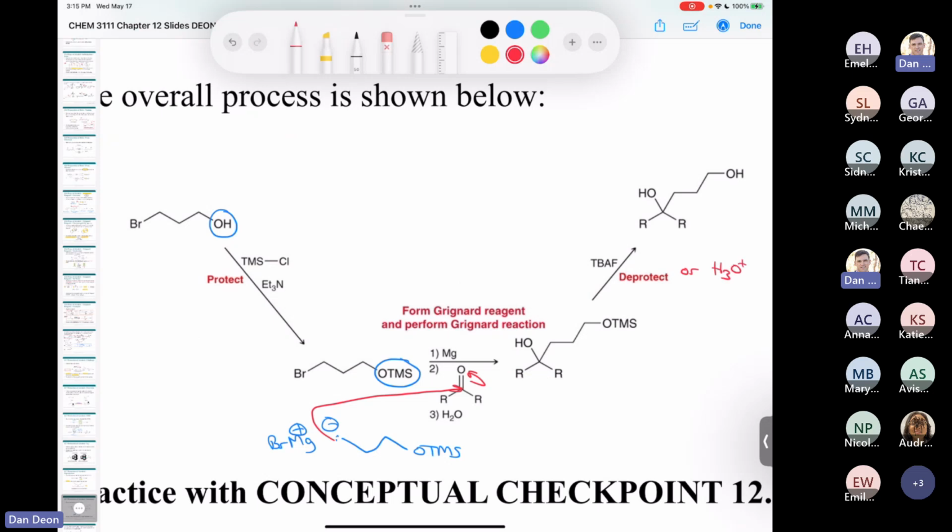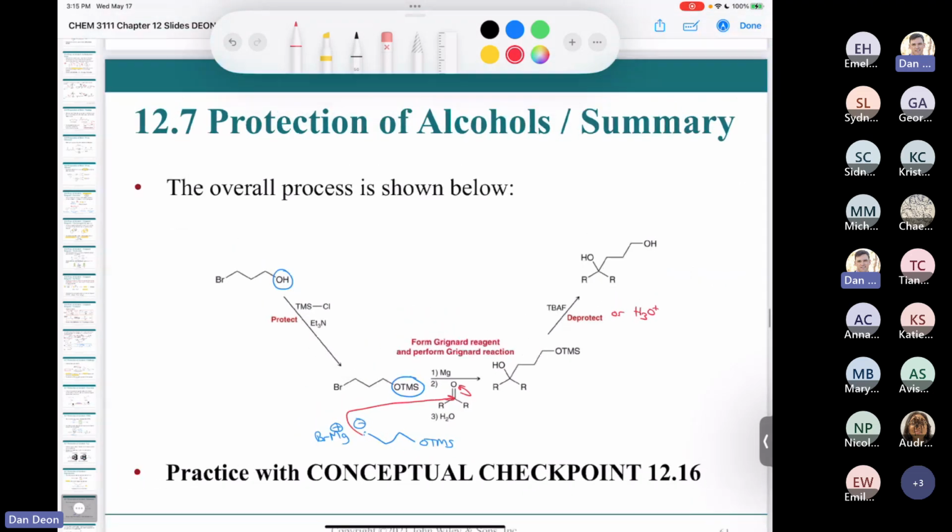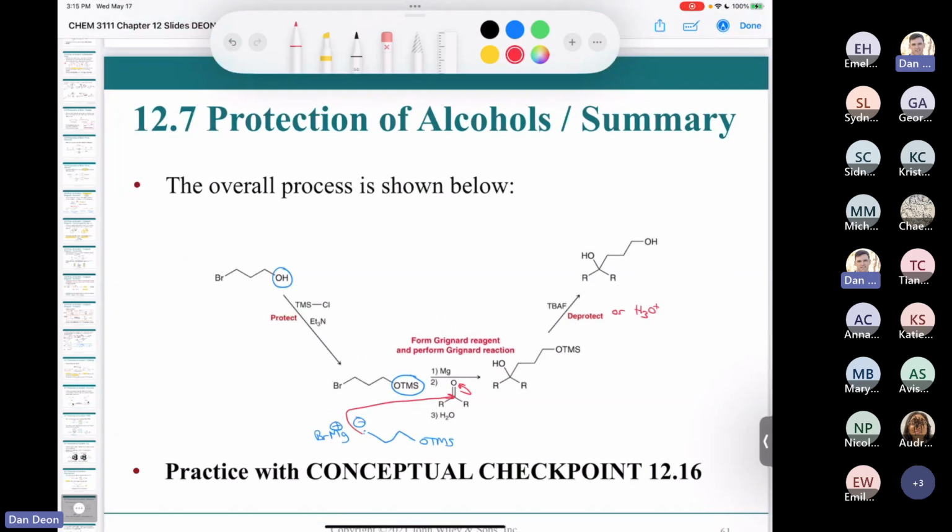So if you're thinking this is pretty sneaky, you're right, it is, but it's a good way to do chemistry that's difficult, is using protecting groups. And if you're interested, there's many protecting groups out there in organic chemistry. We only learn a handful in this class, but there's whole textbooks devoted to protecting groups.